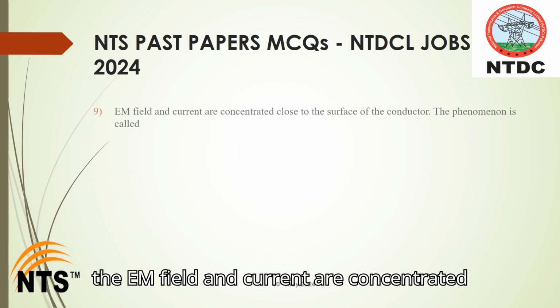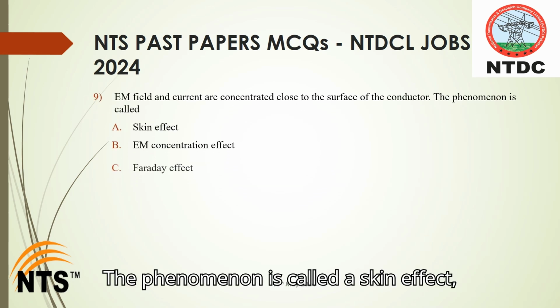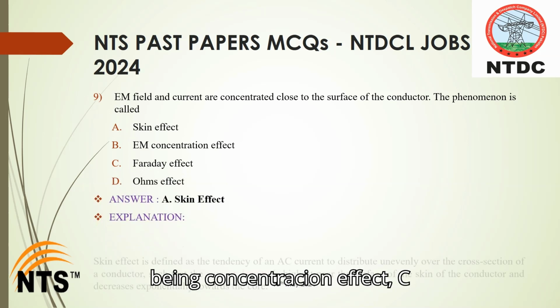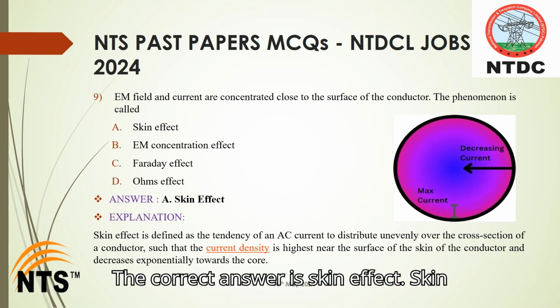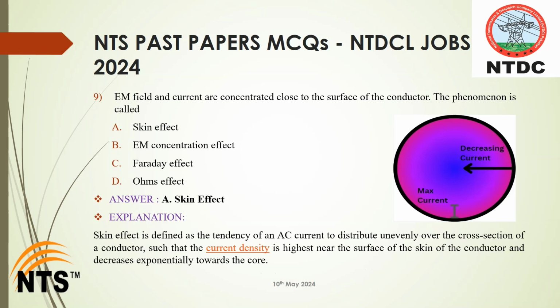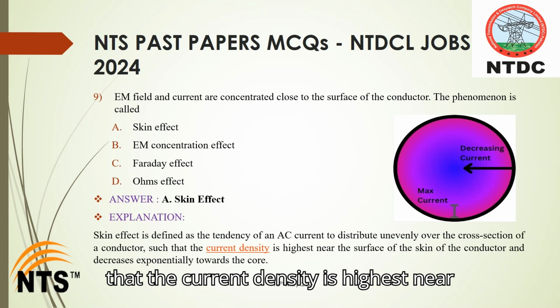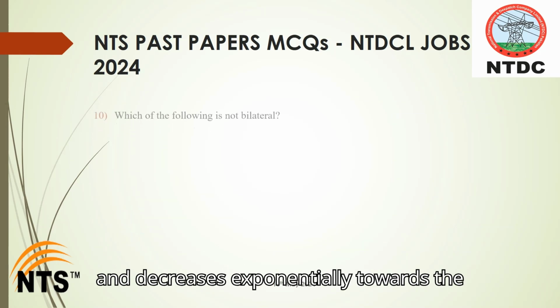In extremely narrow regions, the EM field and current are concentrated close to the surface of the conductor. The phenomenon is called: A. Skin effect, B. Inconcentration effect, C. Faraday effect, D. Ohm's effect. The correct answer is skin effect. Skin effect is defined as the tendency of an AC current to distribute unevenly over the cross-section of a conductor, such that the current density is highest near the surface of the skin of the conductor and decreases exponentially towards the core.